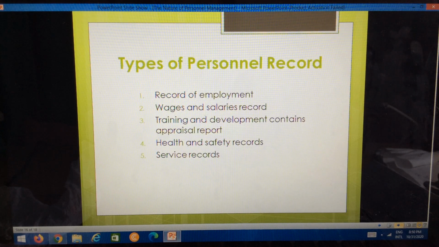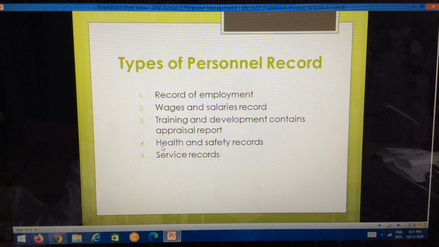First is the record of employment. It contains applicants' past records, sources, employee progress, and medical reports. Second, the wages and salaries record contains payroll records, methods of wages and salaries, leave records, turnover records, and other benefit records. Third is the training and development record, which contains appraisal reports. It also contains transfer cases, training schedule, and training methods.